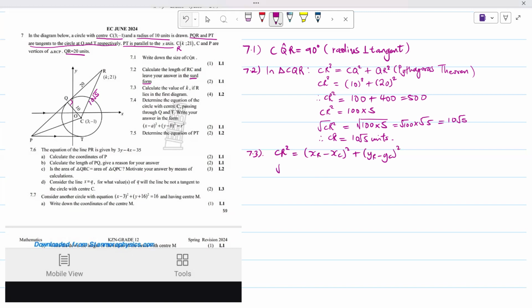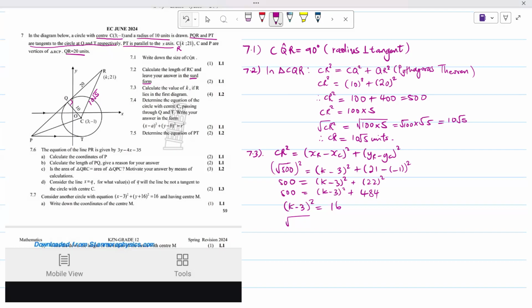Then I square there. There I'll substitute x at R will be k, minus x at C will be 3, all squared, then plus y at R will give me 21, minus y at C will be negative 1, squared. So this will give me 500 here. Then I'll get k minus 3 squared plus 22 squared. I will have 500 equals k minus 3 all squared plus 484. Therefore, this tells me that k minus 3 all squared will be 500 minus 484, which will give me 16. Then I'll take square root on both sides. Square root of k minus 3 all squared.